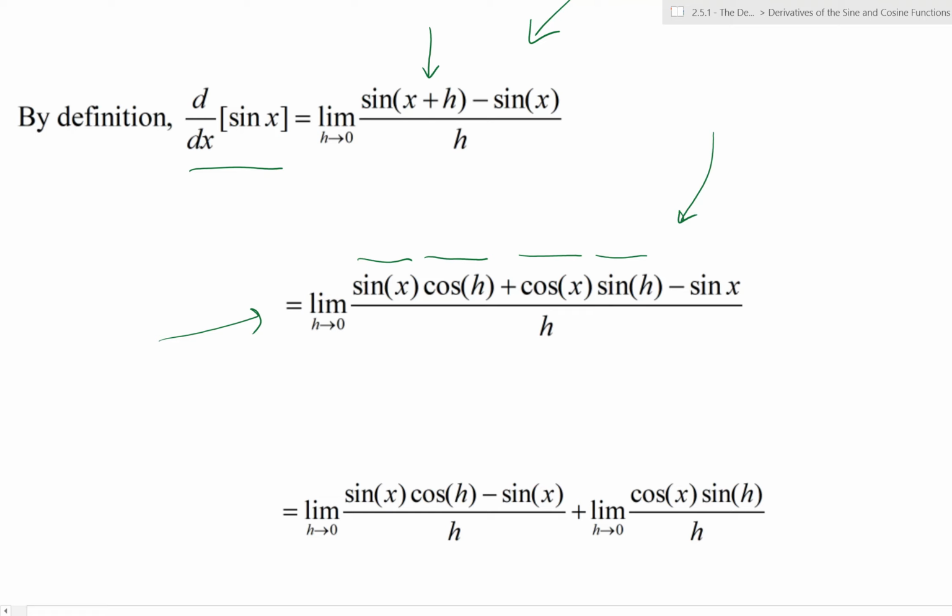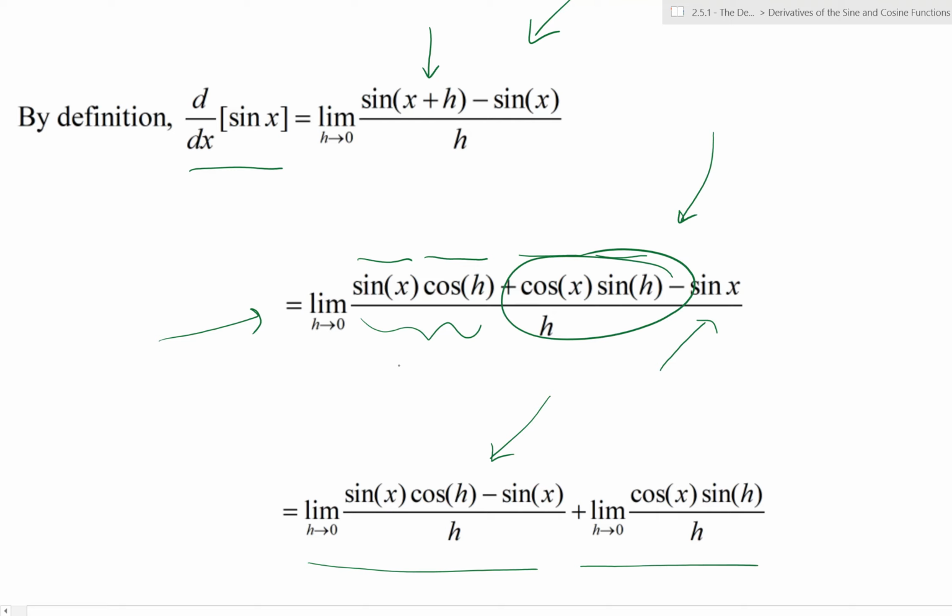I can apply the sum of limits. First of all, we see two limits here, split up as a sum. And then all I did was take the sine x cosine h and the minus sine x and throw them into that first limit. And then I'm left with the cosine x and the sine of h in the second limit.